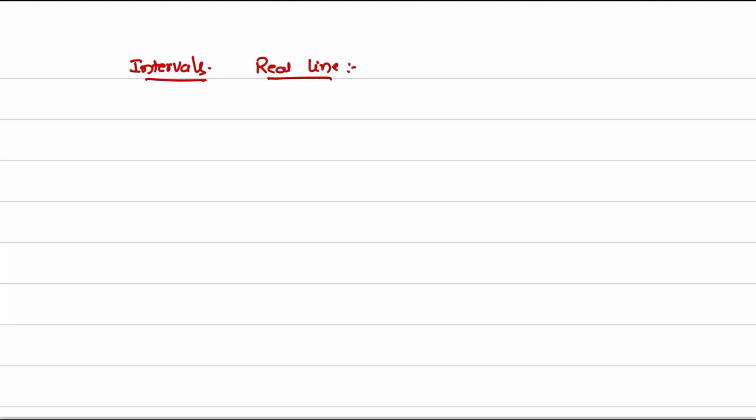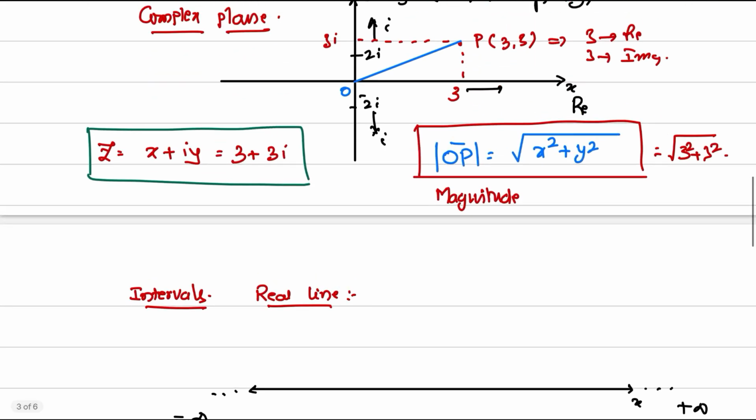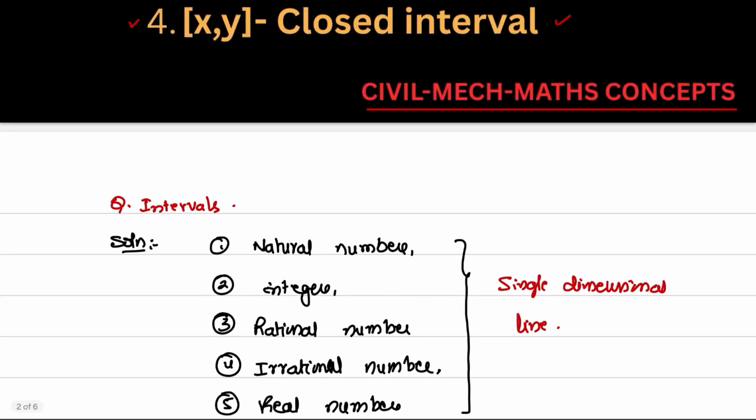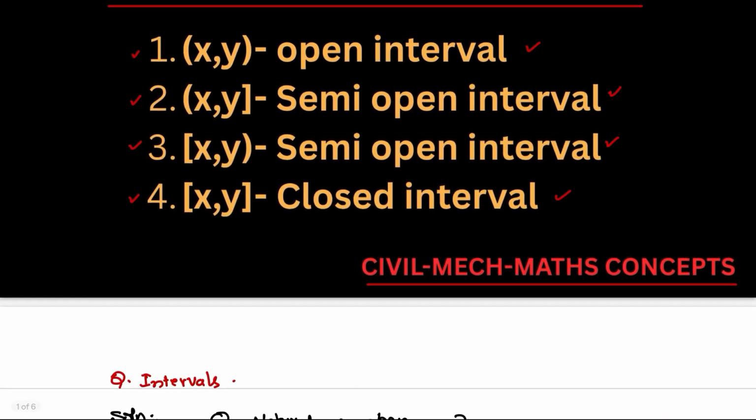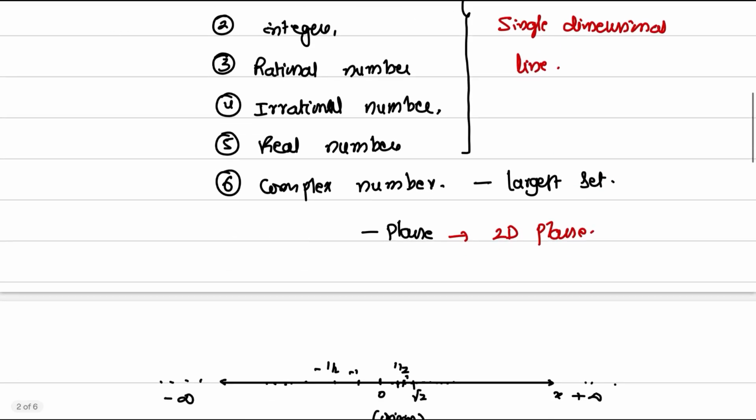What is the real line? For that I have given the introduction to you. This is the real line. This goes up to plus infinity and this goes up to minus infinity. First, what we have to discuss is the open interval.